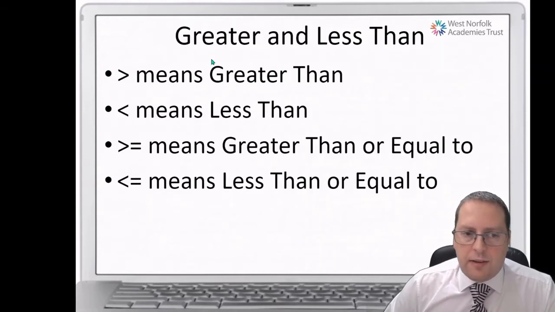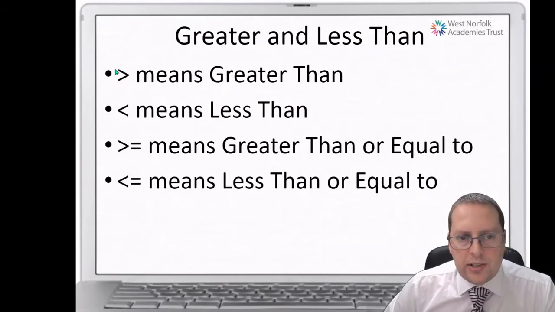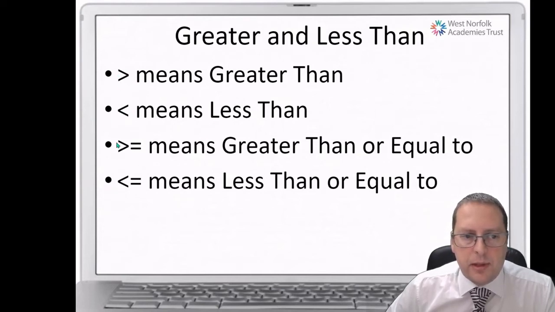We just need to have an understanding of these mathematical operators. This symbol here means greater than. This one here means less than. This means greater than or equal to. And this one means less than or equal to. So you do need to know these mathematical operators. They're in your knowledge organizer, you just need to be aware of these.